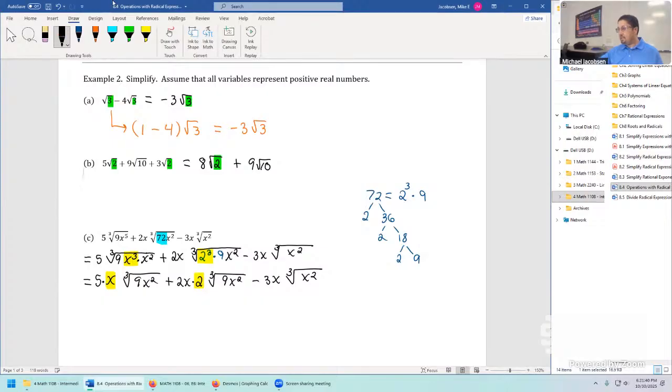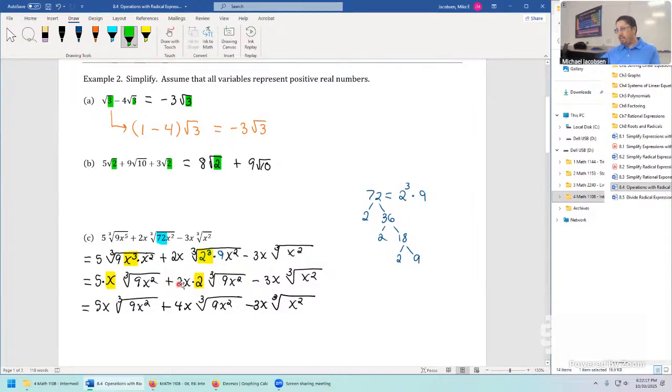This next step is kind of painful, but just for the sake of seeing this nicely, I want to take one more step to multiply 2 times 2 to make this a 4x. So this is just full-on copying: 5x cube root 9x squared plus 4x cube root 9x squared minus 3x times the cube root of x squared. Okay, now everything is completely simplified, including that small simplification.